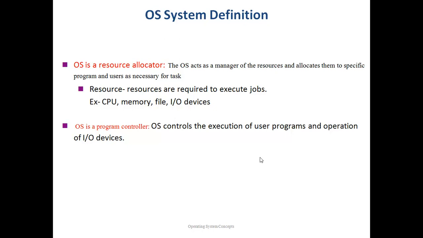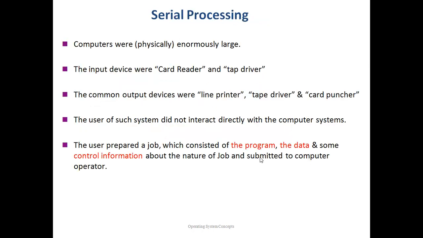Now in this connection, we will study the operating system definition. So it works as a resource allocator. That is, the operating system acts as a manager of the resources and allocates them to specific programs and users as necessary for the task. And it is a program controller. That means it controls the execution of the user programs and operation of input-output devices.